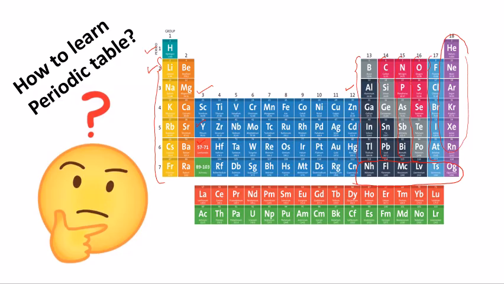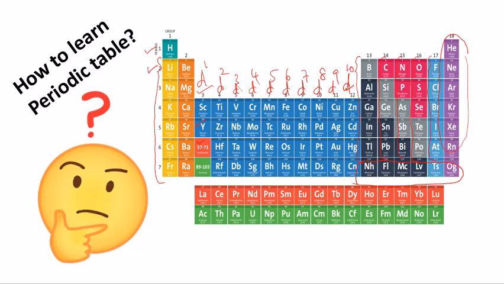First, 3D series we have to remember from left to right. So scandium, titanium, vanadium, chromium, manganese, iron, cobalt, nickel, copper and zinc. We all know scandium is D1 and titanium D2, vanadium D3, chromium D4, manganese D5, iron D6, cobalt D7, nickel is D8 and copper is D9 and zinc is D10.